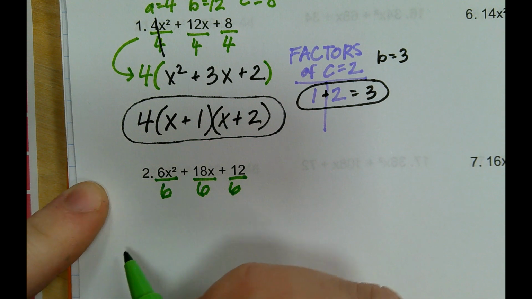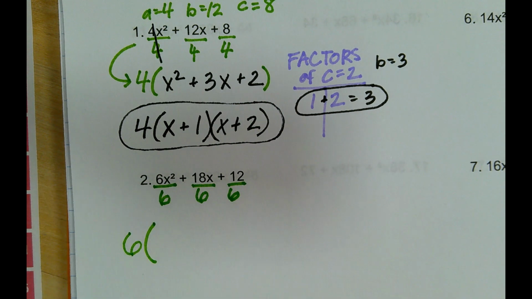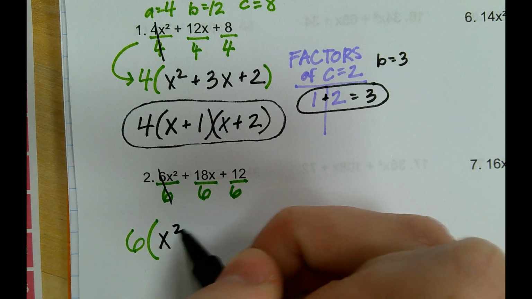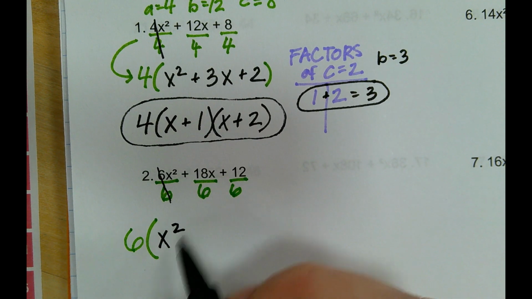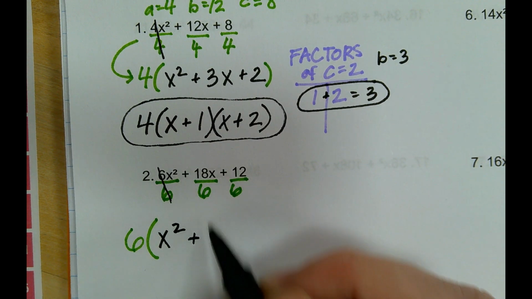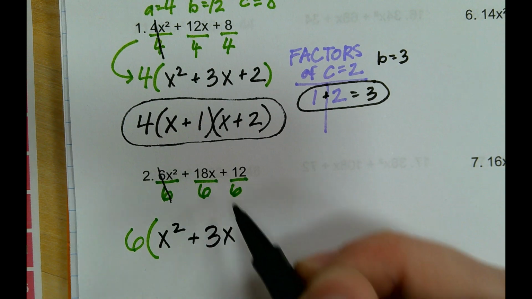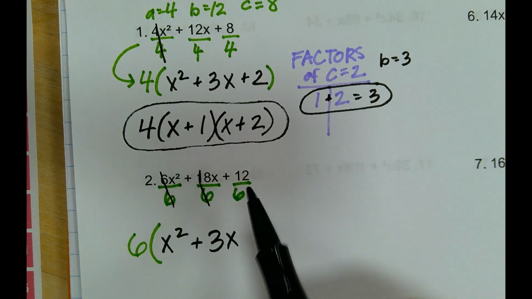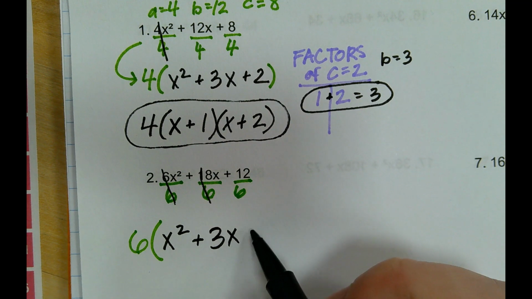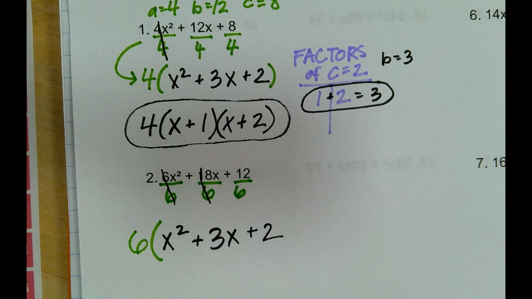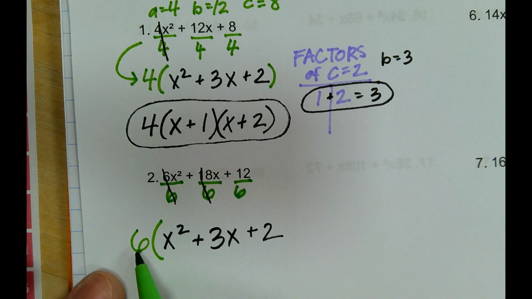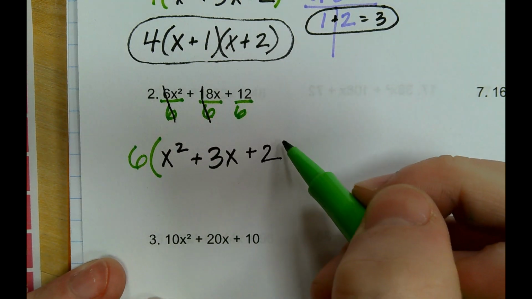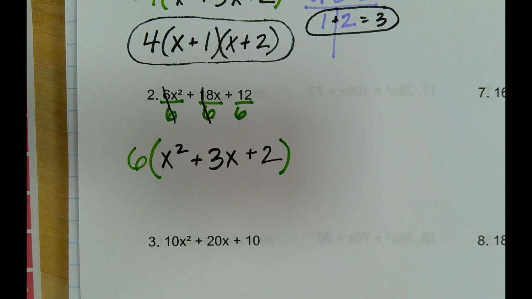We're dividing everything by A here. What's 6 divided by 6? 1. So we've got x squared. What's 18 divided by 6? 3. So 3x, plus 2, because 12 divided by 6 is 2. And remember, keep track of your GCF. We factored out a 6, so it needs to stay to the side so we don't lose it in our answer.